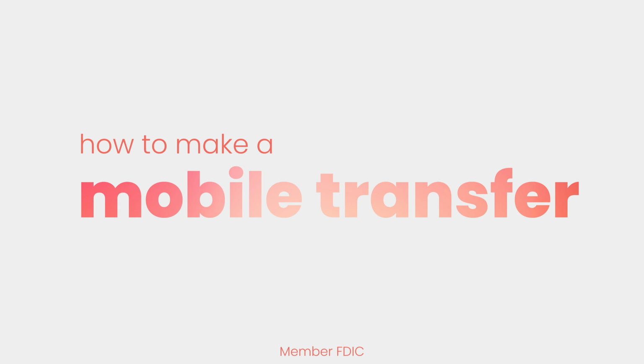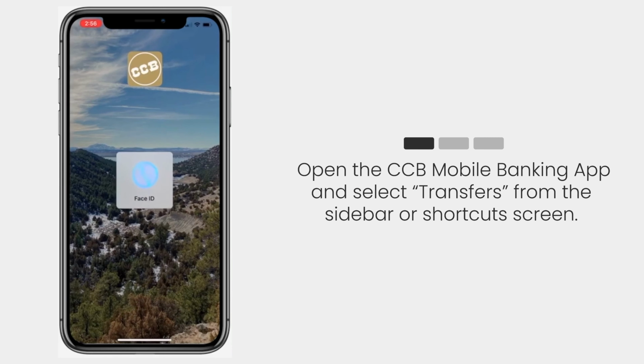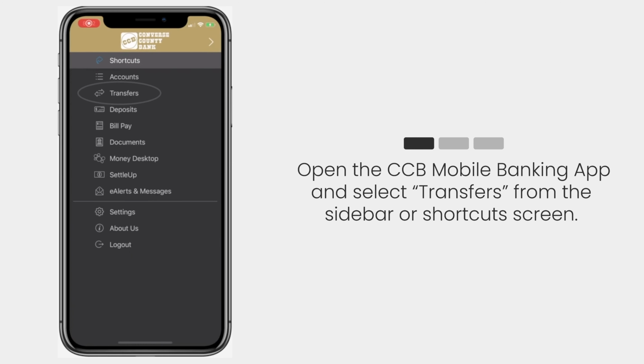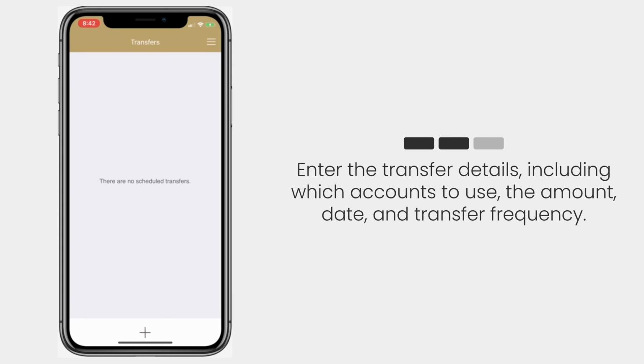Transferring money between accounts is quick and easy with CCB Mobile Banking app. To make a transfer, first log in to your mobile banking. The transfer option can be found either in the shortcut menu or in the sidebar on the right side of the screen. Once you have clicked transfer, click the plus icon at the bottom of the screen.